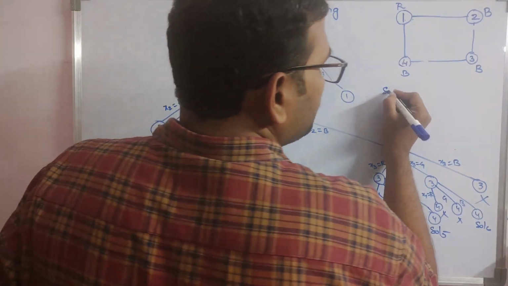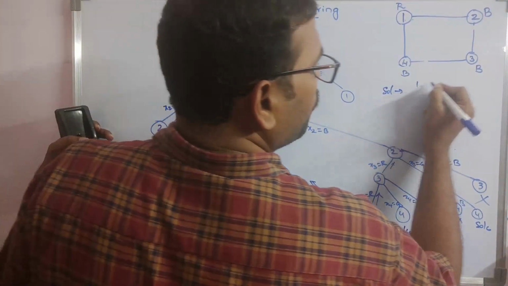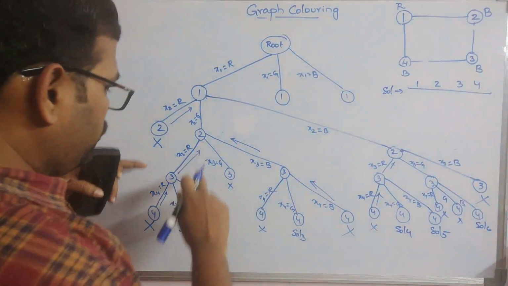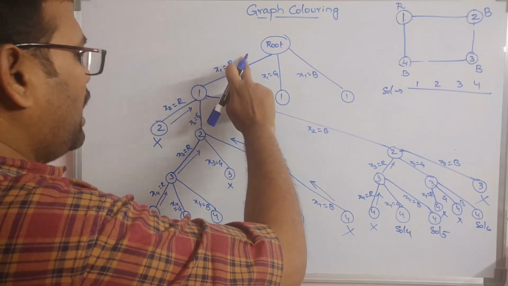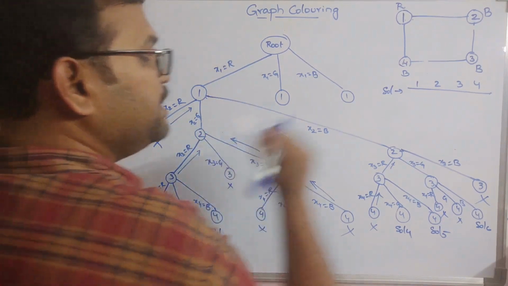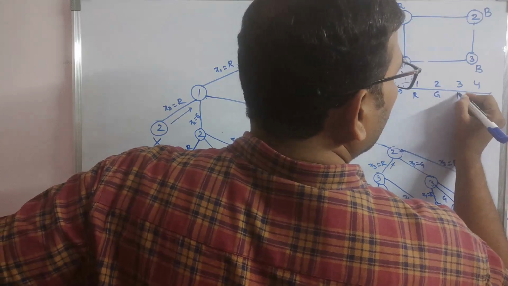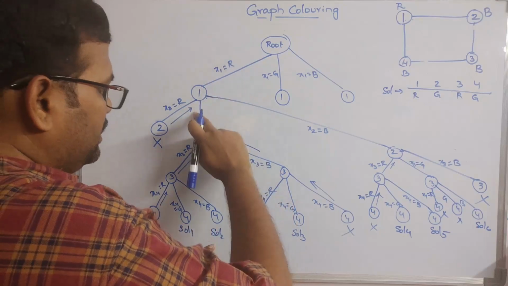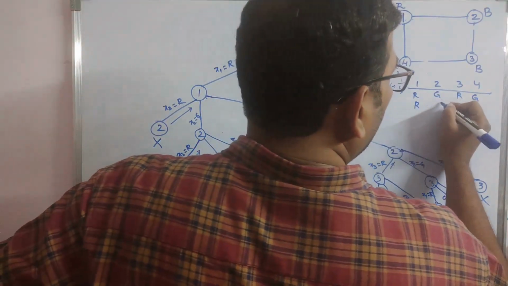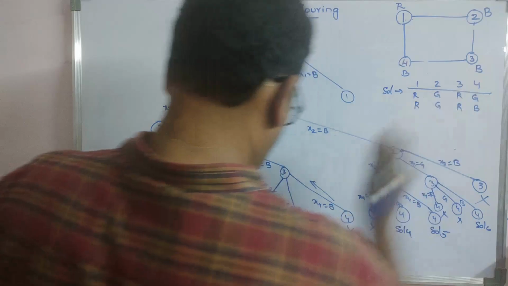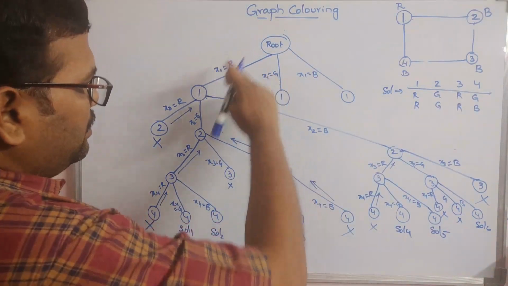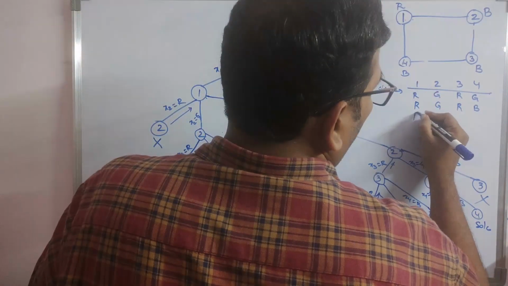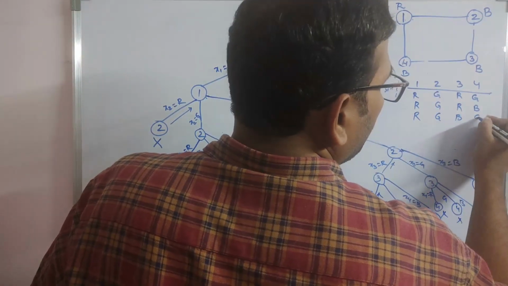So here the solutions for regions 1, 2, 3, 4. What is the first solution we got? This one. That means R, G, R, G. This is the first solution. And the second solution, R, G, R, B. Third solution, R, G, B, G.